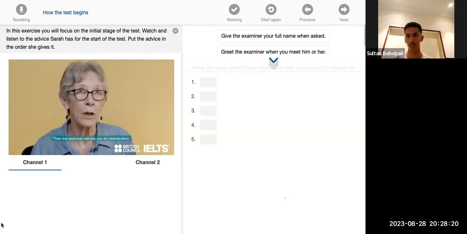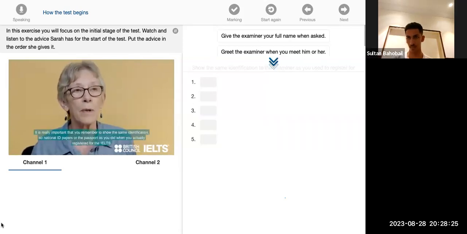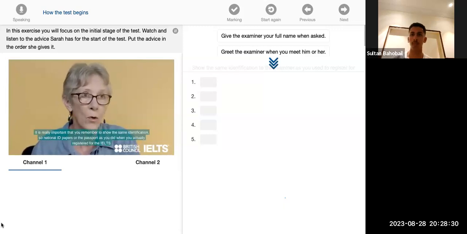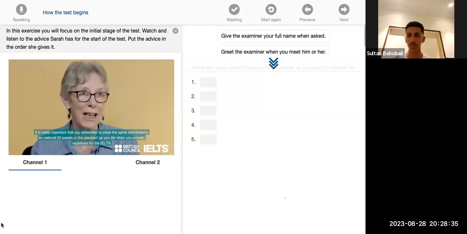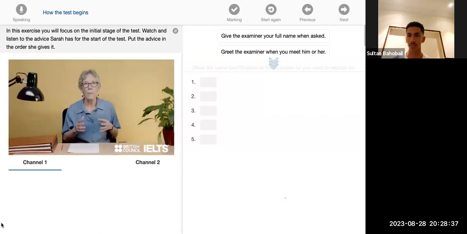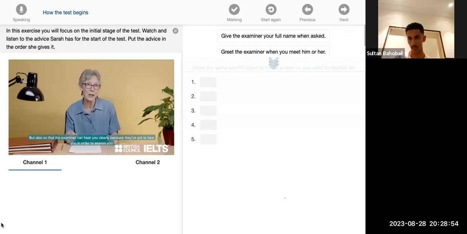Then the examiner will ask you for identification. It's really important that you remember to show the same identification, so national ID papers or the passport, as you did when you actually registered for the IELTS. It has to be identical. You also need to remember that the test is being recorded, so try and speak at a decent normal volume so that it can be heard on the recording, but also so the examiner can hear you clearly, because they've got to hear you in order to assess you.